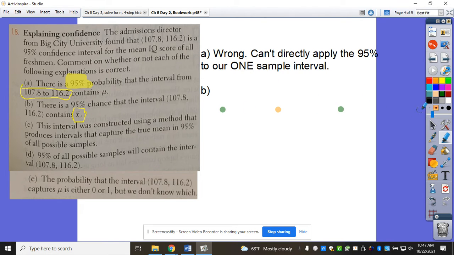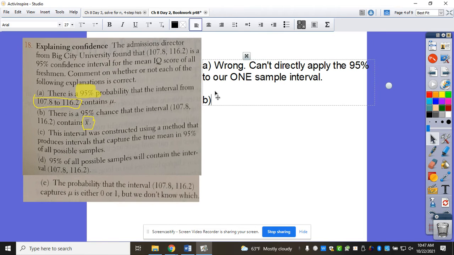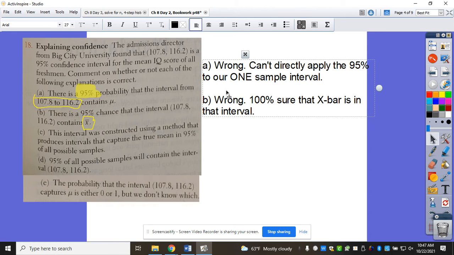This question is asking, what is the probability that that orange dot is in this interval? Well, that answer is what? 100%. I made the interval from X bar, so X bar is definitely going to be in the interval. So B is wrong because we are 100% sure that X bar is in the interval. That's how we made that interval. Questions on that?